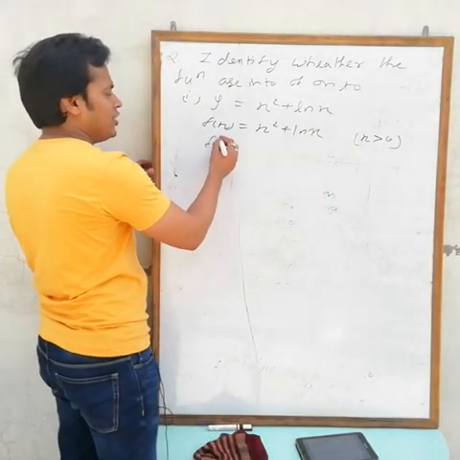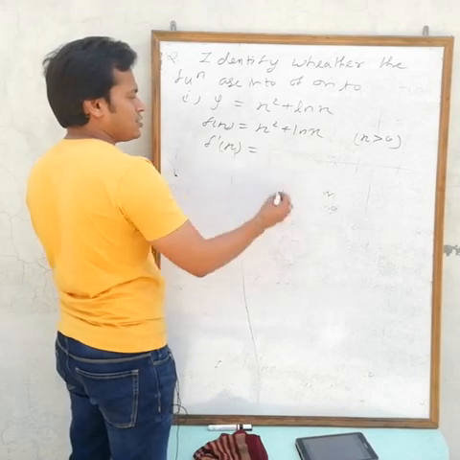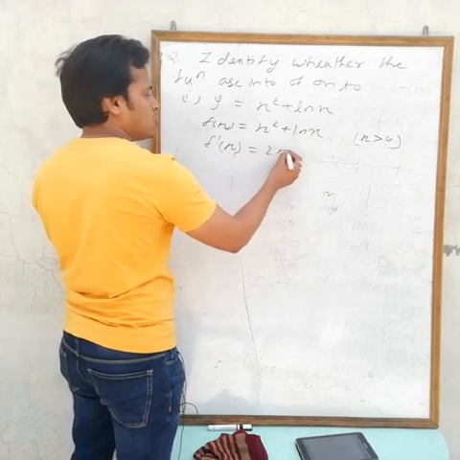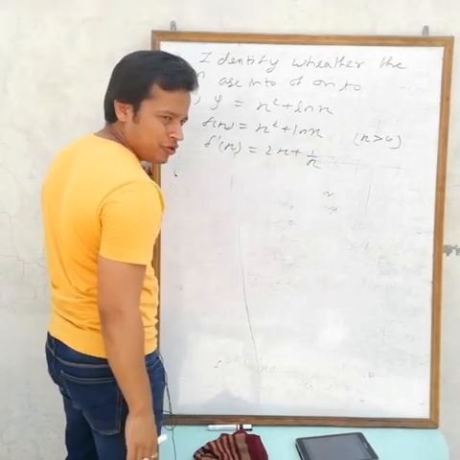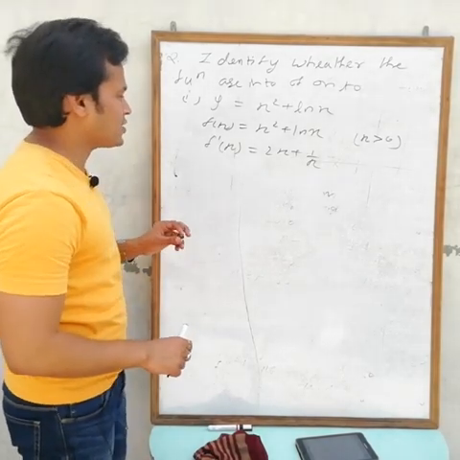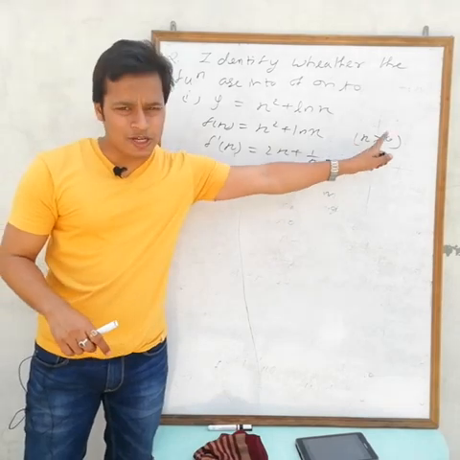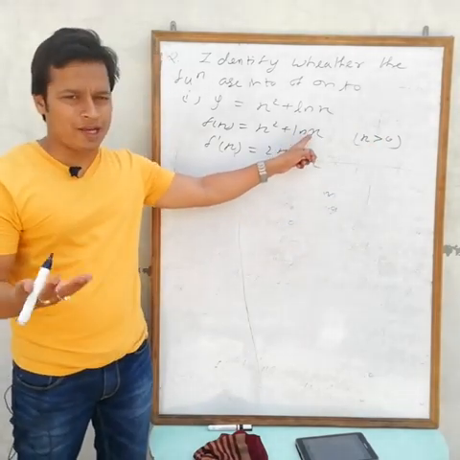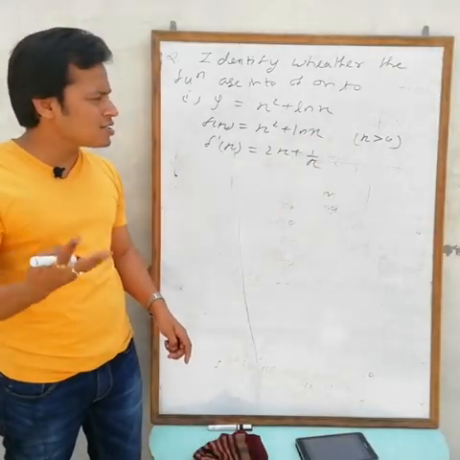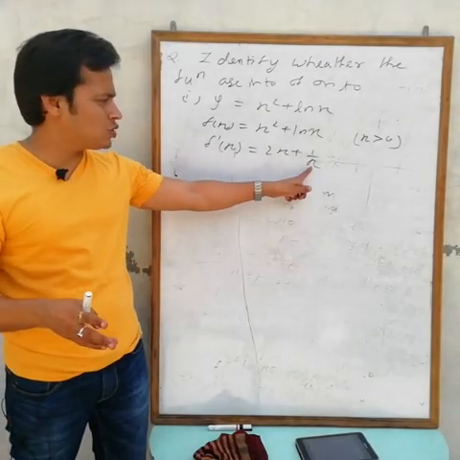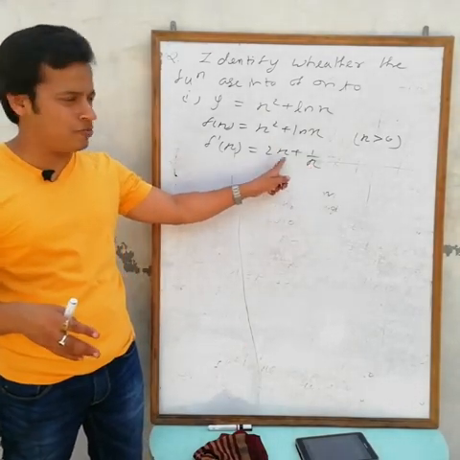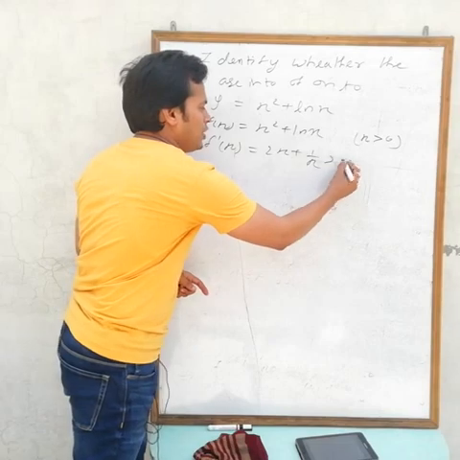Okay, so to find the range, I take f dash x, which is 2x plus 1 by x. Now one thing is clear, x must be greater than 0, because for negative x, ln x is not defined. If x is greater than 0, it means positive, then this one is positive and this one is also positive, because x is positive. So the whole thing is greater than 0.